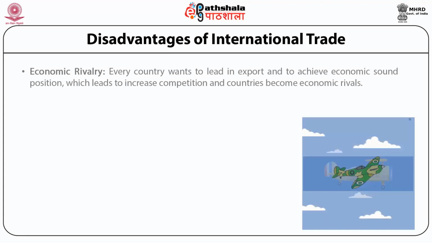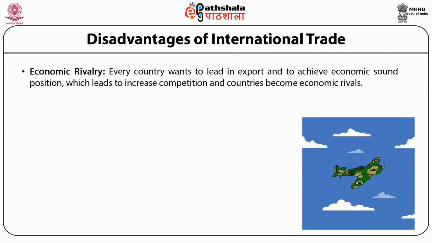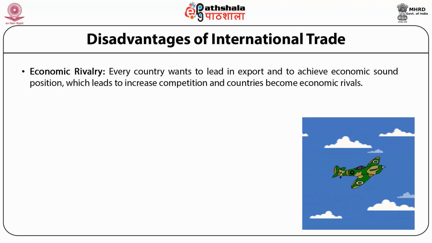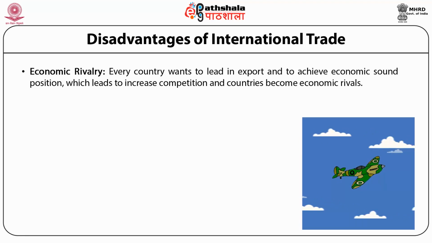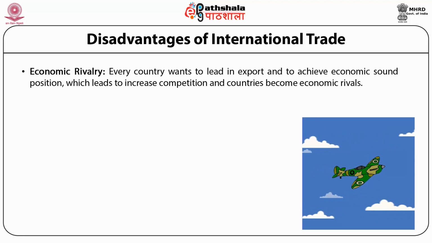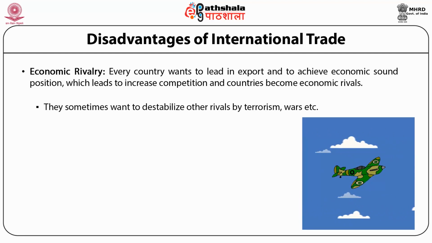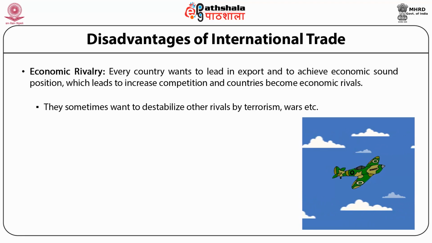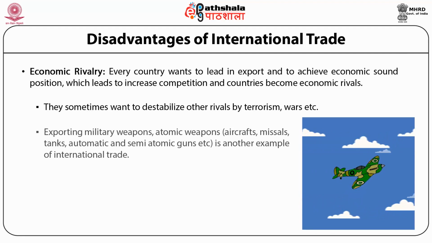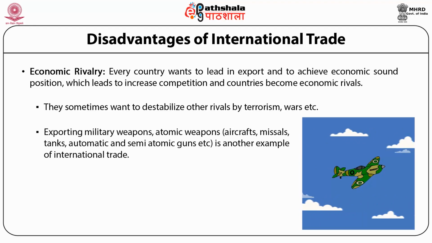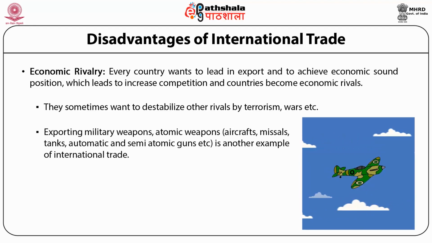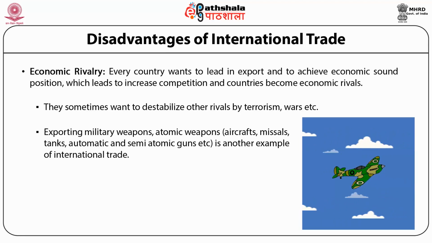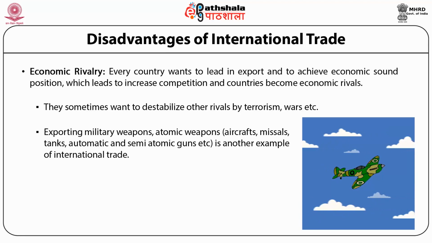It also leads to economic rivalries. Every country wants to lead in export and to achieve a sound economic position, which leads to increased competition, and countries become economic rivals of each other. They sometimes want to destabilize rivals by promoting terrorism, wars, and other such activities. Exporting military weapons, atomic weapons, aircraft, missiles, tanks, automatic and semi-automatic guns, etc., is another example of promoting economic rivalry through international trade.